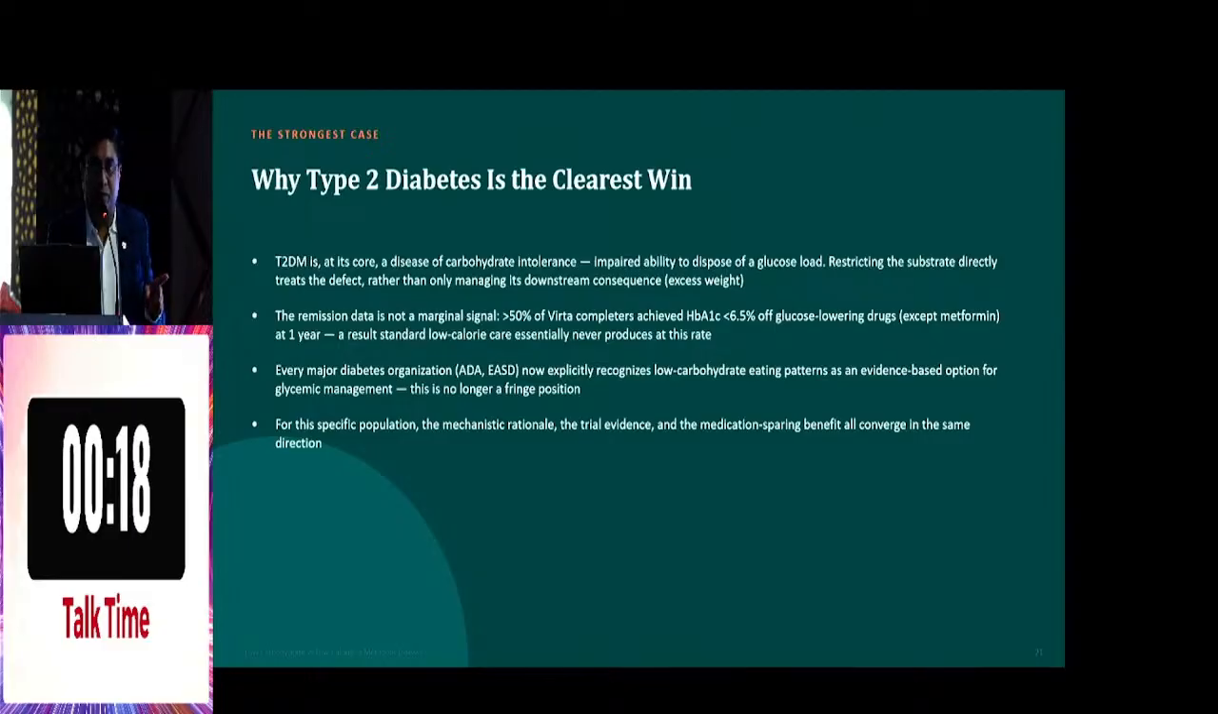More than 50% of the VETA completers achieved HbA1c of less than 6.5 off glucose-lowering drugs, and every major diabetes organization, be it ADA, be it ASD or ACE, now explicitly recognizes low carbohydrate eating patterns as an evidence-based option for glycemic management. This is no longer a fringe position.